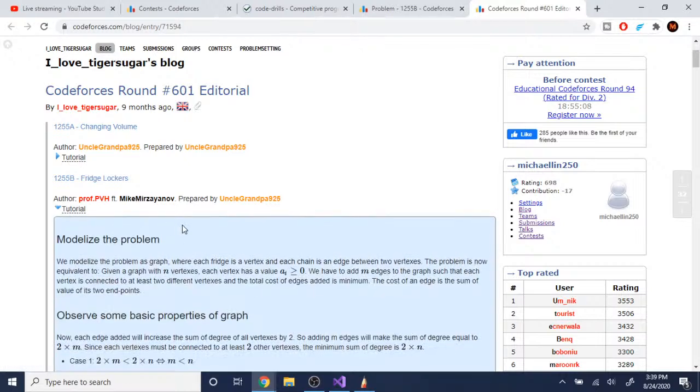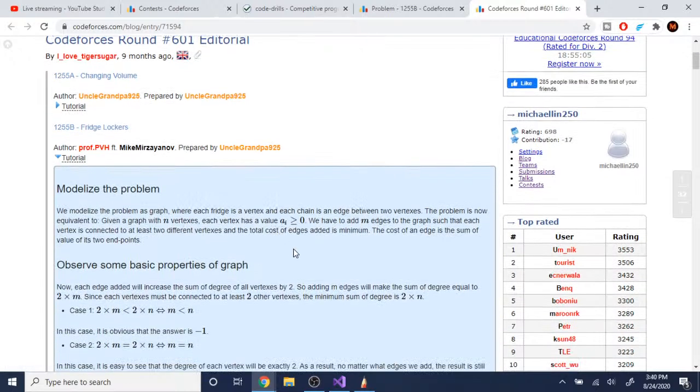Fridge locks. Okay. You're modelizing the problem as a graph where each fridge is a vertex and each chain is the edge between two vertexes. The problem is now equivalent to, given a graph with n vertexes where each has a value a of i, we want to add m edges such that each vertex is connected to at least 2 different vertexes and the total cost of edges added is minimum. The cost of an edge is the sum of value of its 2 endpoints.